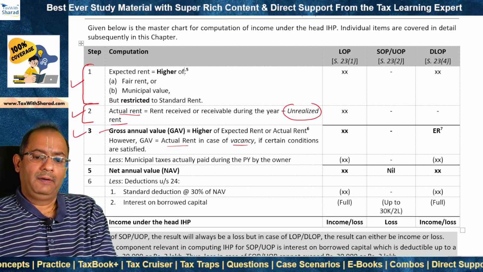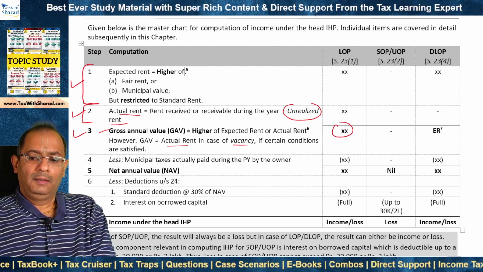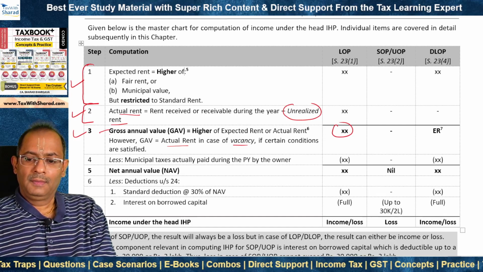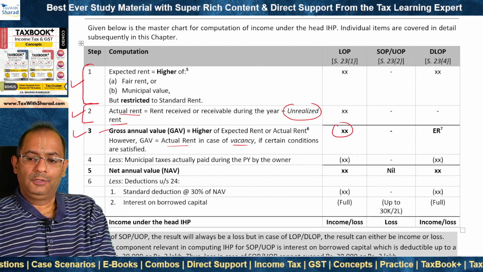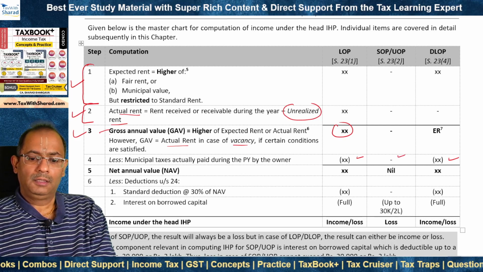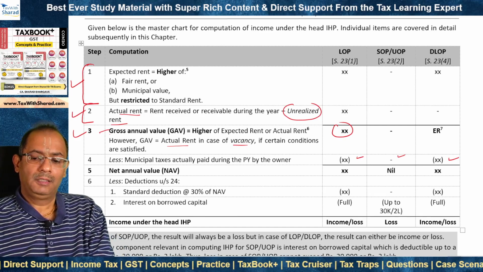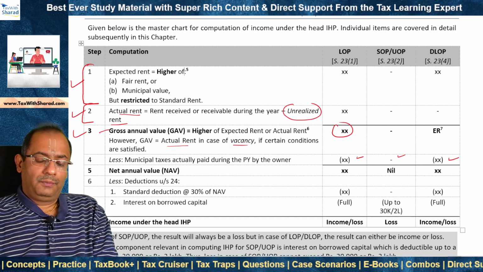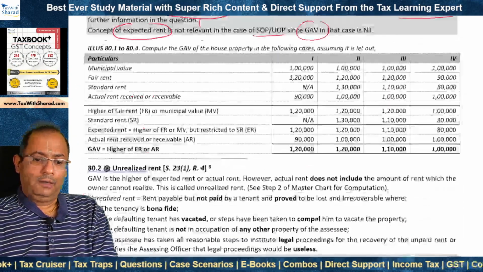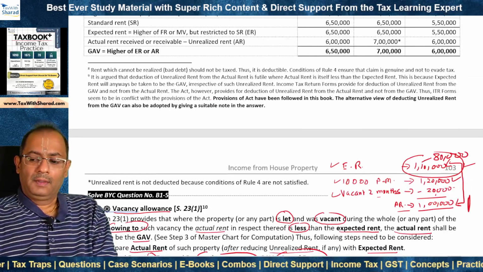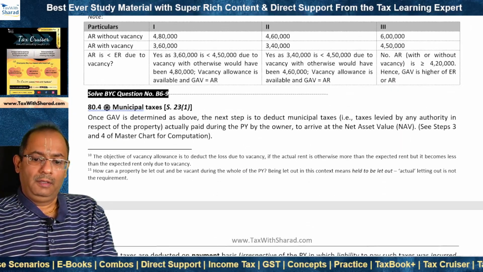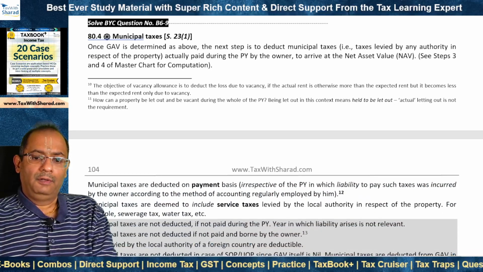Now, once we have arrived at the amount of GAV, then we need to provide for a deduction on account of municipal taxes. And this deduction is provided in the case of LOP and in the case of DLOP. For SOP or UOP, this is not relevant because NAV itself is taken to be nil. So now let's see what is the deduction allowed on account of municipal taxes from the GAV to arrive at the value of NAV or net annual value.